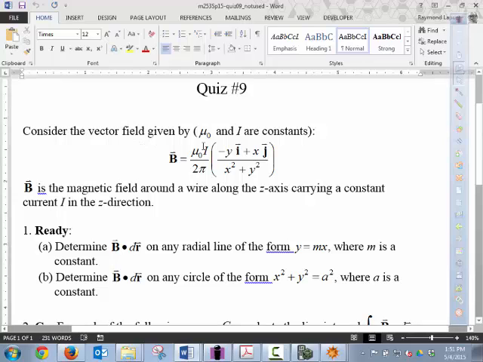I don't know if this vector field looks familiar, but it's minus y in the x component, and then a positive x in the y component. But this is being divided by the square root of x squared plus y squared. So it's doing something to the length of this vector field, or the length of the arrows that we're looking at.